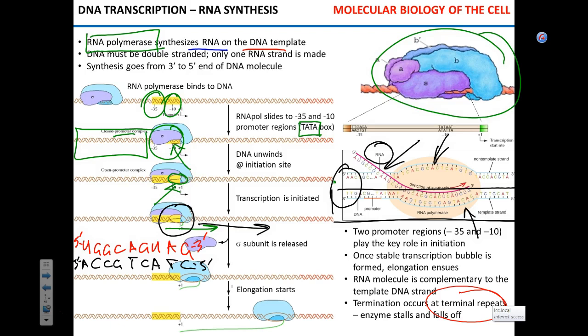So, take home message. Know that the enzyme is RNA polymerase. Know that it requires double-stranded DNA. Know that it reads and transcribes only one template strand, and know the stages, okay? Initiation is when it starts, elongation when it actually synthesizes, and termination when the enzyme falls off the DNA molecule. Understand what is promoter: the sequence of DNA ahead of the gene where RNA polymerase binds during the initiation stage. Are we clear?